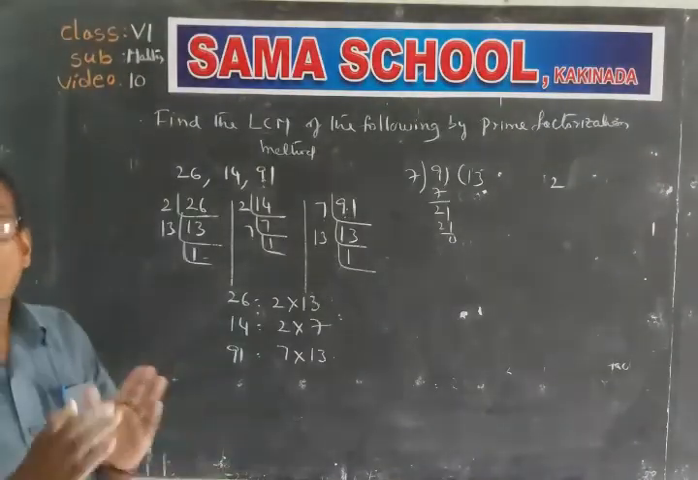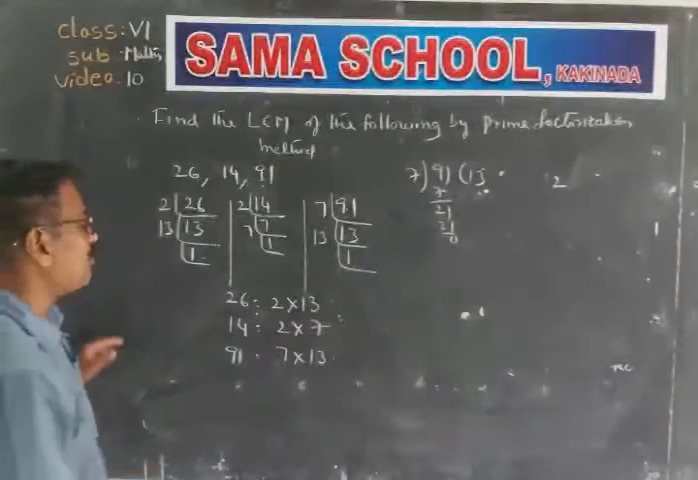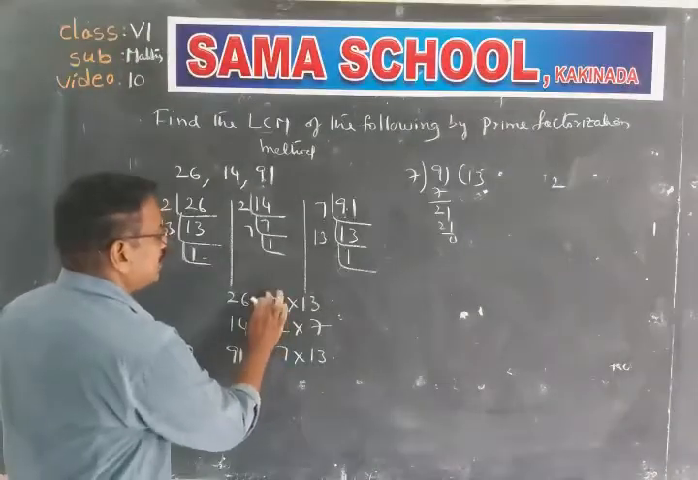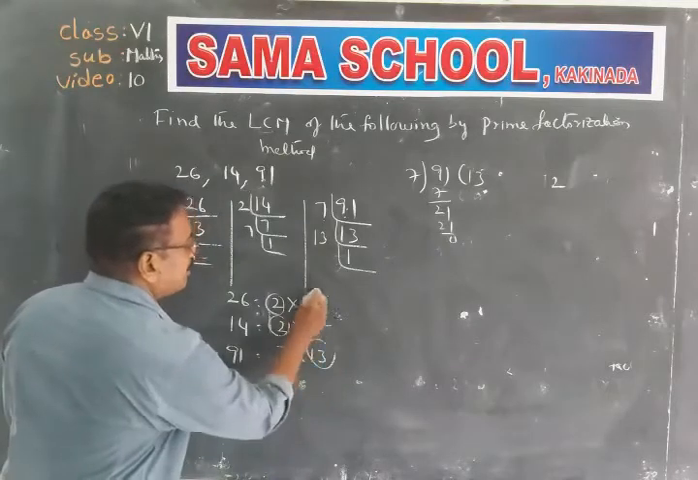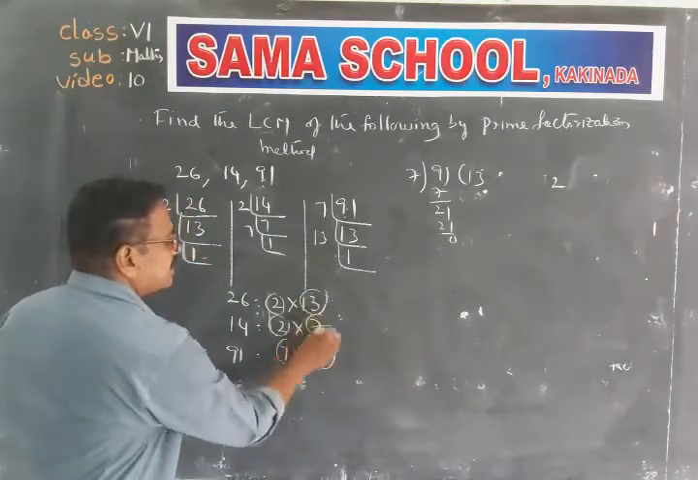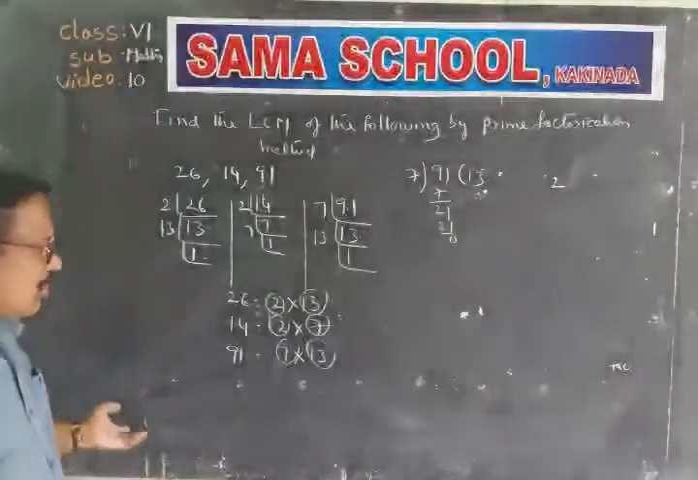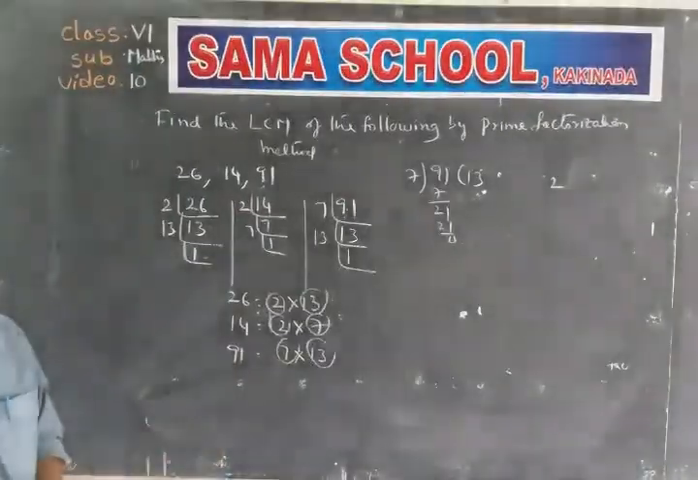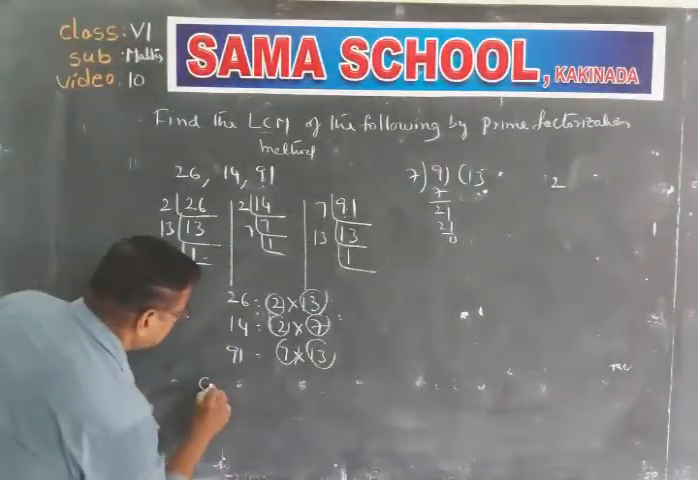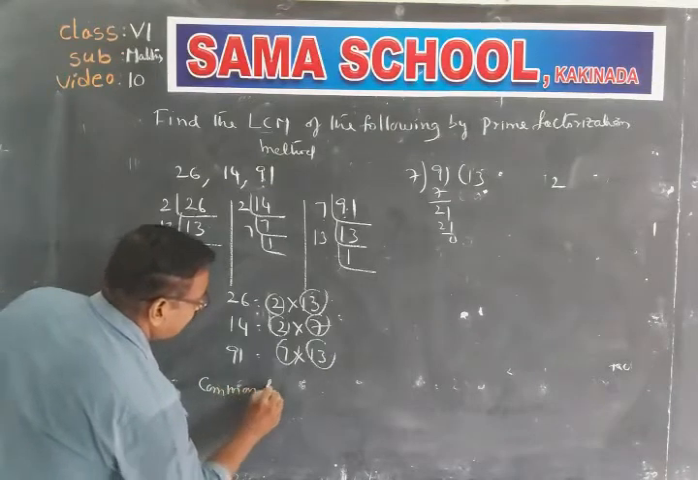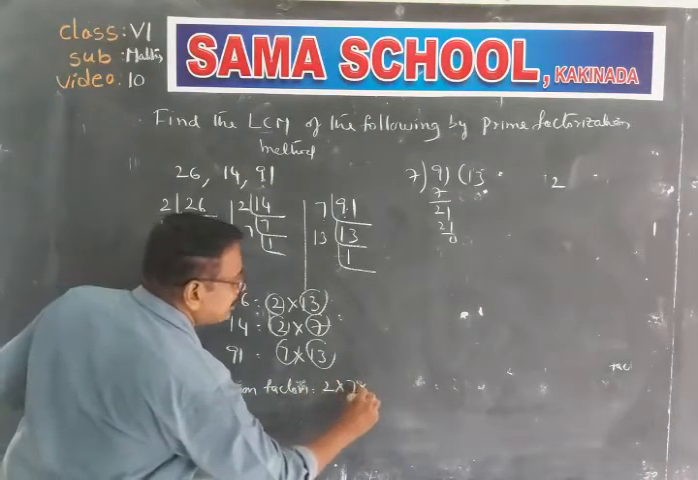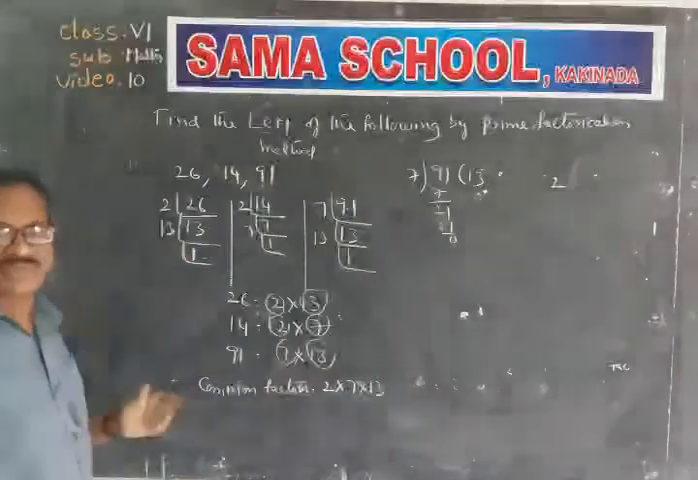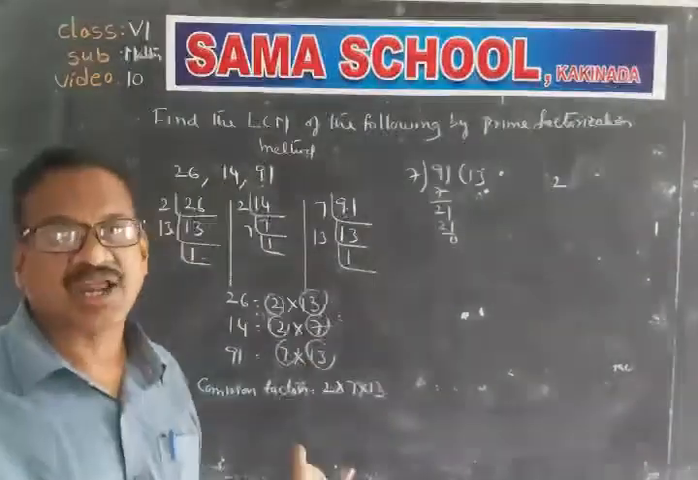You find the common factors. Common factors means the factors common to these numbers. 2 is common, 13 is common, and 7 is common. All the other numbers are not there. So common factors is equal to 2 into 7 into 13. These are common factors. There are no other factors.